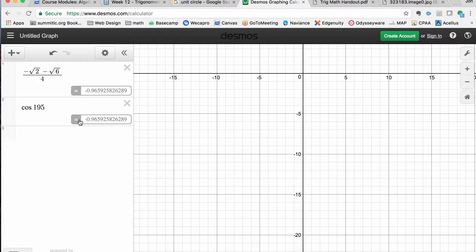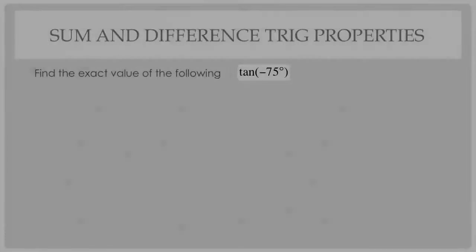You can come in and calculate them and make sure they're reasonable. If they're significantly different, then you probably made a mistake somewhere. But now I'm feeling really good that the cosine of 195 degrees is exactly this value right here with all the radicals. All right, what about this one?